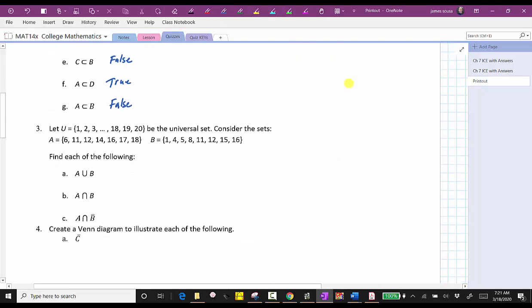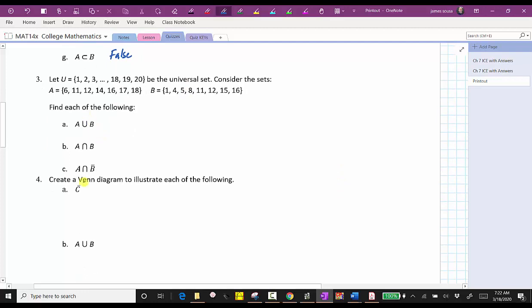Okay, so number 3, we're given the universal set where all the elements we are considering are 1 through 20, and consider the sets A and B. Notice how we have some new notation here, so let's go back to our notes. For A, we have A union B. For B, we have A intersect B. And for C, we have A intersect B not, or the complement of B.